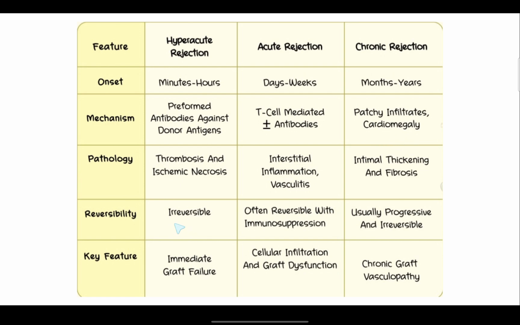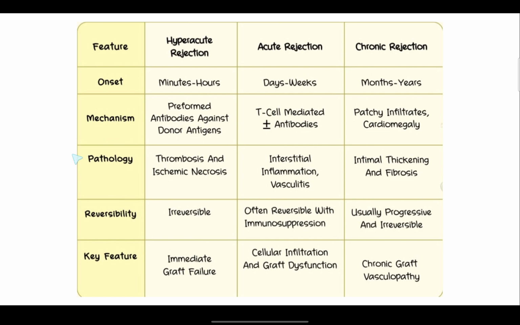We know that hyperacute is irreversible. Acute is often reversible with immunosuppression, whereas chronic is usually progressive and irreversible. The key features are immediate graft failure in case of hyperacute, cellular infiltration and graft dysfunction in case of acute, and chronic graft vasculopathy in case of chronic.